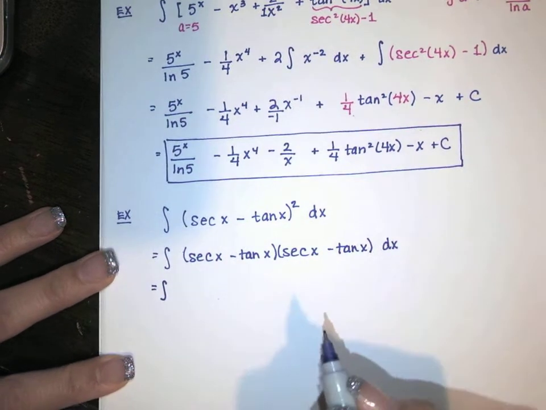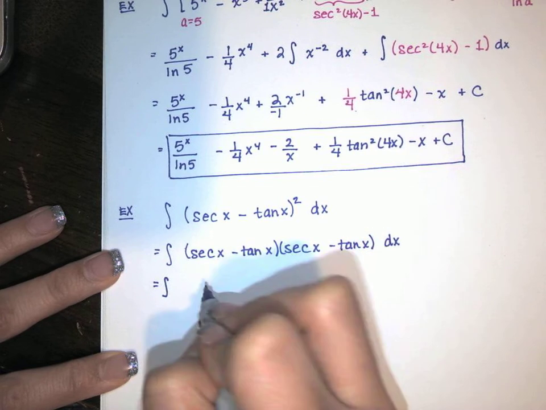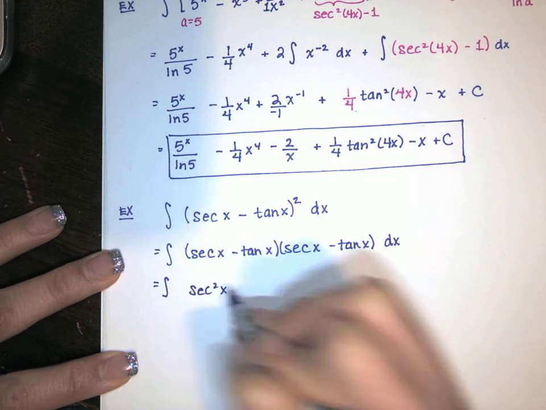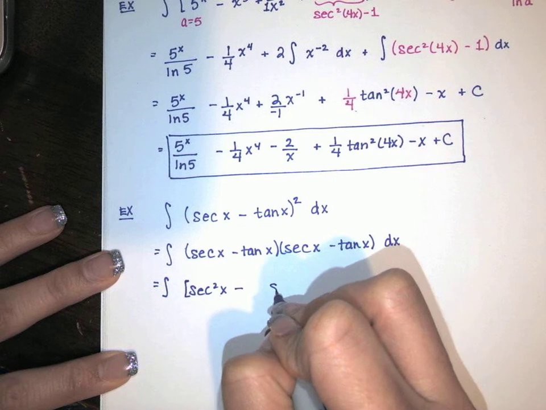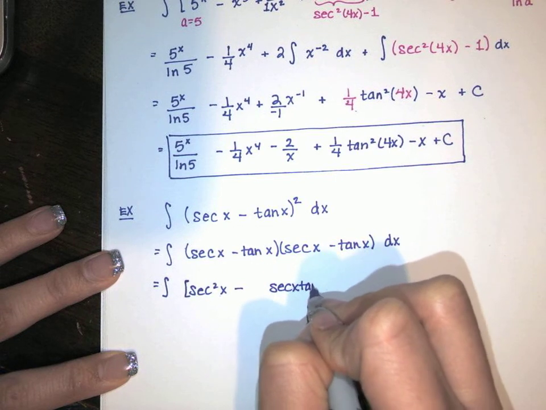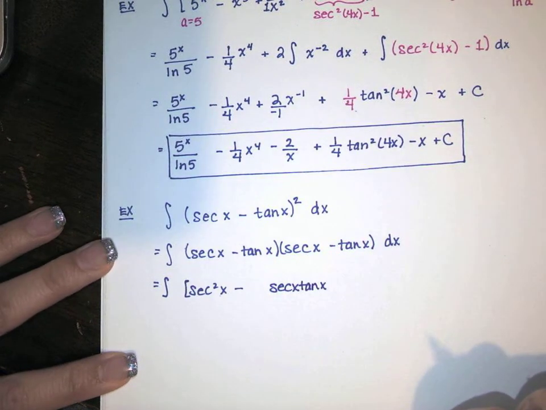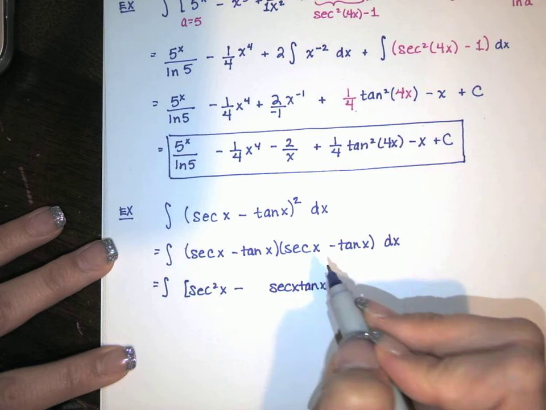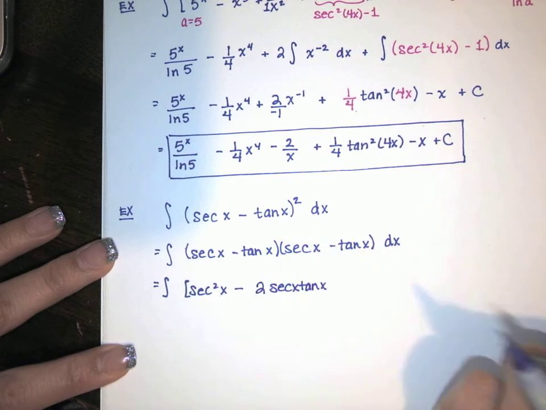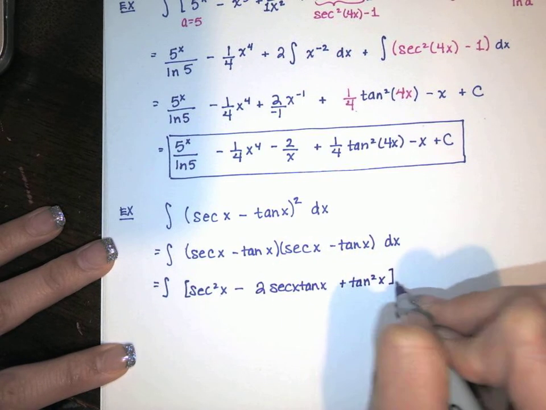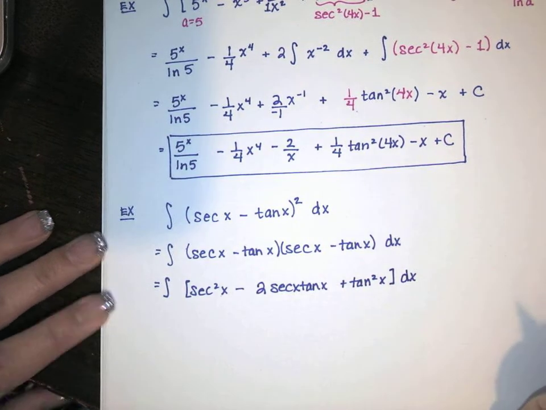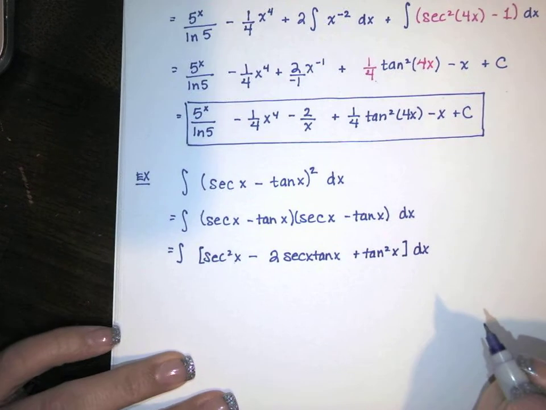Secant times secant is secant squared. Secant times negative tangent is negative secant tangent. Don't forget your variables, x. There's another secant of x, tangent of x, so I've got 2 of them. And last times last is tangent squared. Oh, I guess this is exactly the same identity that I used on the last one. So I'll have to do another example as well.